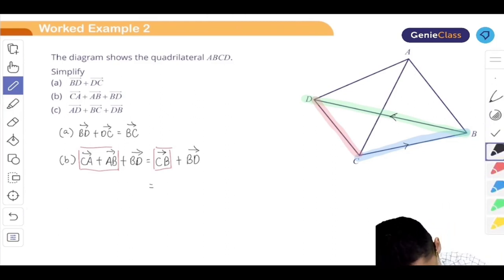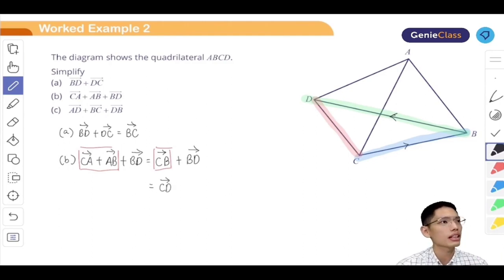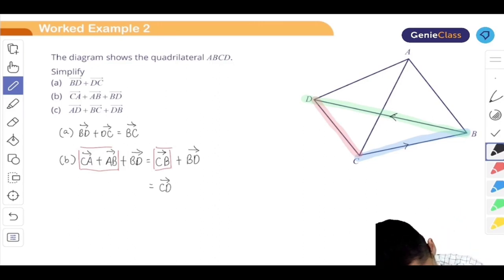Okay, take note, in this case is C to D. Very good job. You guys are doing good. You guys are making sure that you got the content now. Very good. Okay, so now it's C to D. Okay, so in this case, what happens? You realize this is one way whereby we can just add the vectors directly like this to give me CD.